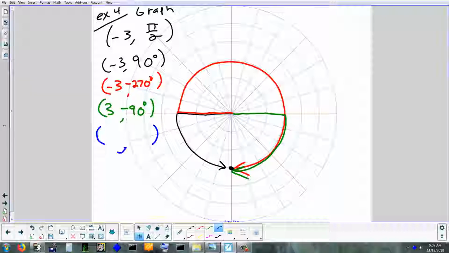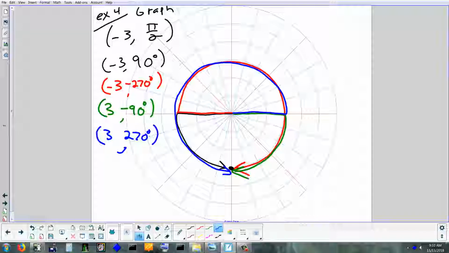So if you look at the pattern here, we have the negative, positive, positive, negative, negative, negative. The only one we're missing is the positive, positive. So can anyone tell me what the positive, positive would be? Yep. 3, 270. So right 3, 270. Okay. Which one is correct? All of them. They're all different ways to get to the same point.